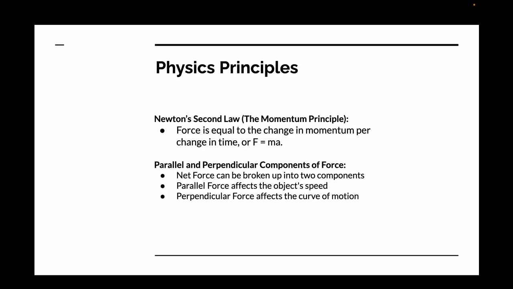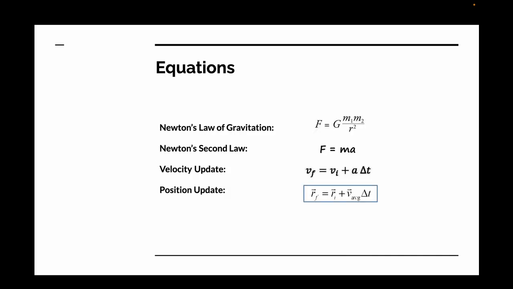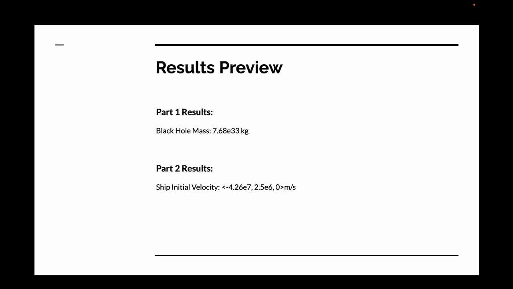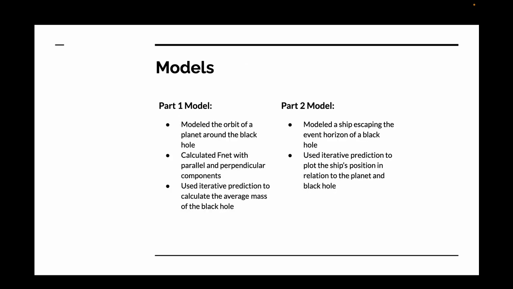Physics principles used in this lab were Newton's second law, which states force is equal to the change in momentum per change in time, or F equals ma, and the parallel and perpendicular components of force, which state that net force can be broken up into two components, with parallel force affecting the object's speed and perpendicular force affecting the curve of motion. The equations used in this experiment were Newton's law of gravitation, Newton's second law, and the velocity and position update equations. Here's a preview of my results.